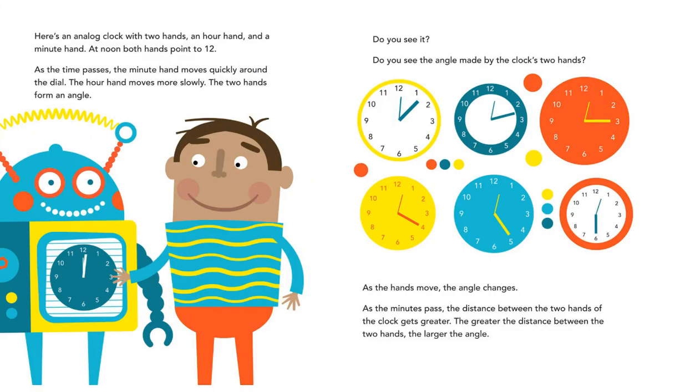Here's an analog clock with 2 hands, an hour hand and a minute hand. At noon, both hands point to 12. As the time passes, the minute hand moves quickly around the dial. The hour hand moves more slowly. The 2 hands form an angle. Do you see it? Do you see the angle made by the clock's 2 hands?